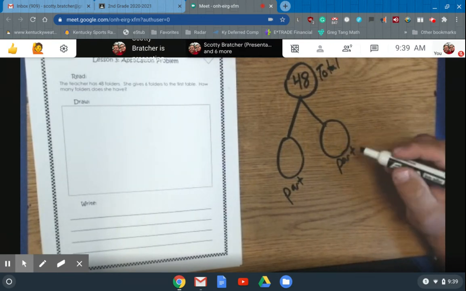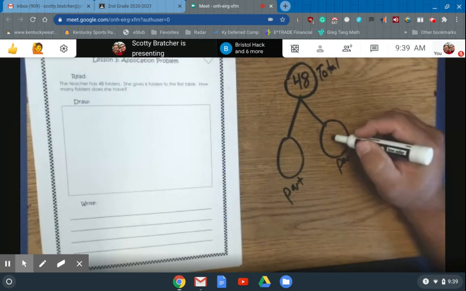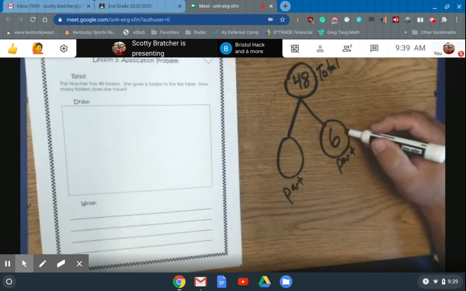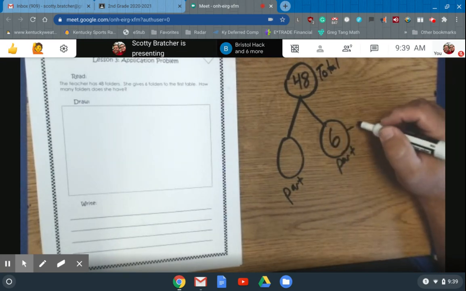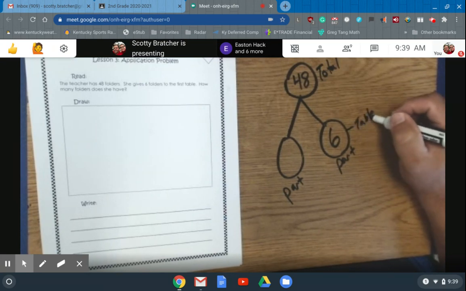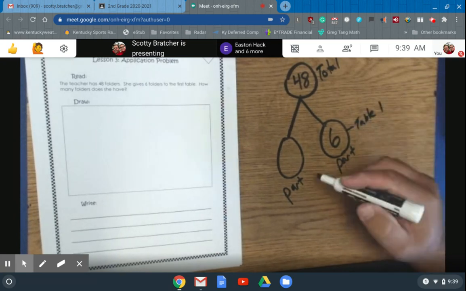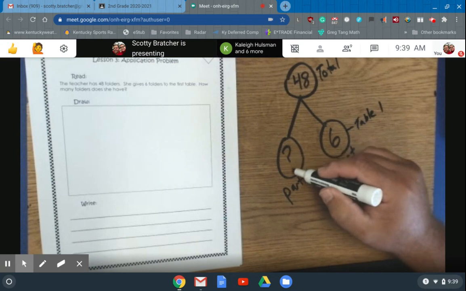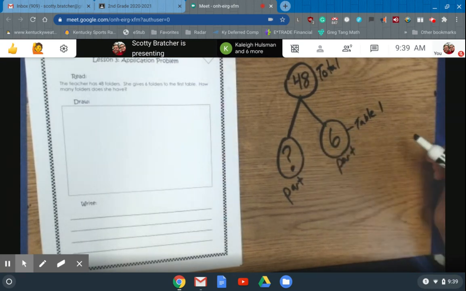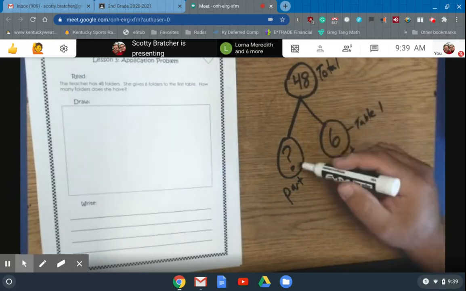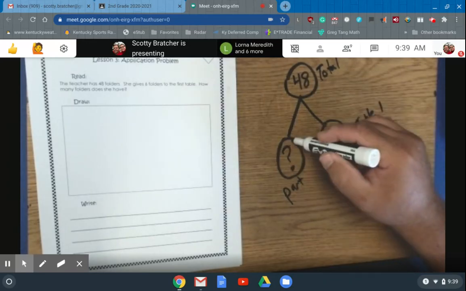And she gave away one part, and it was 6. This is the part she gave to table 1. Okay, and we didn't know how many were left. All right. So we've made this number bond, but we don't know this number.